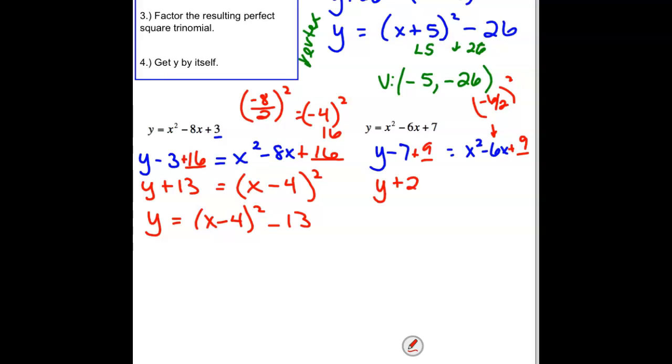The left side then becomes y plus 2. The right side is now perfect. It factored down into x minus 3. And then simply move your 2 to the other side. Subtracting it over would make it a negative now. So our vertex for this one would be at 3, -2.